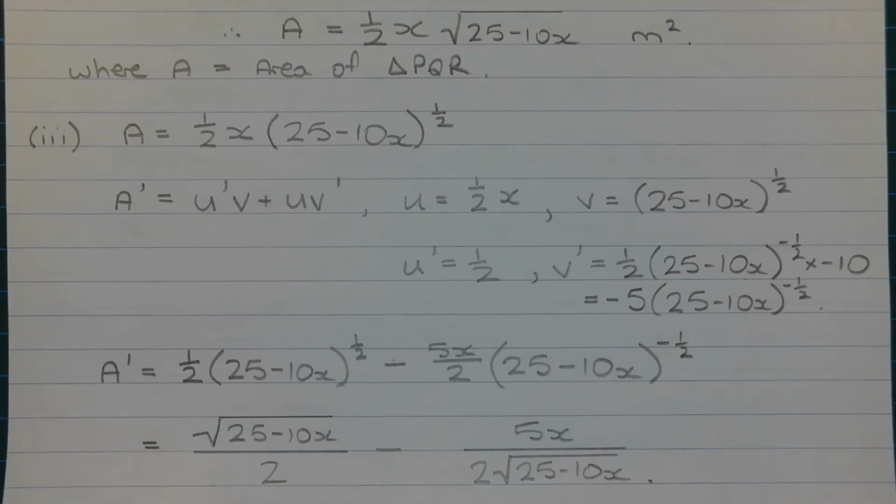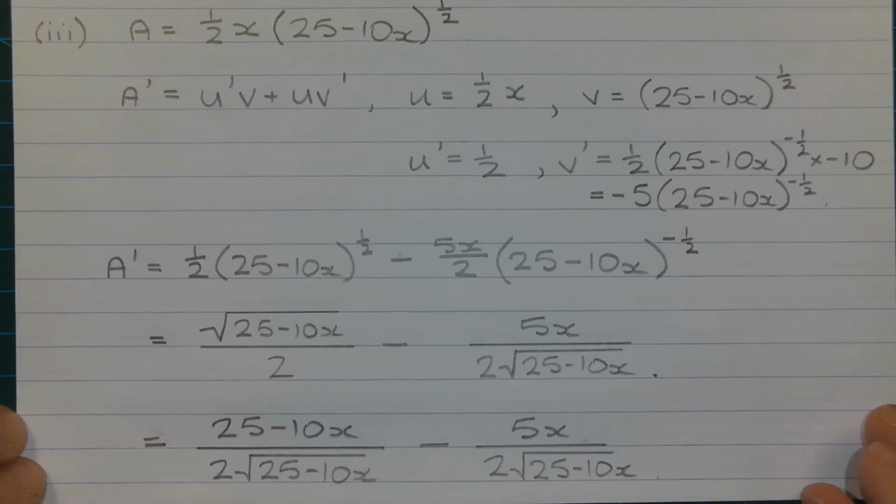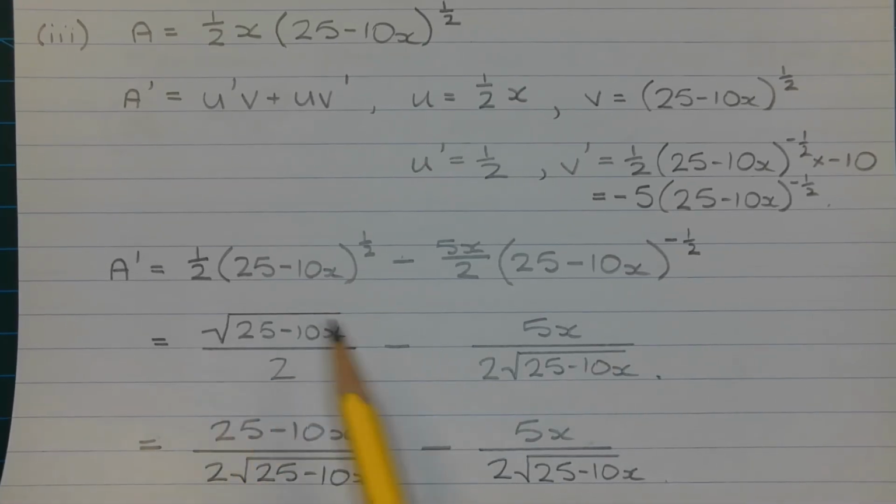So putting that all together, using the product rule, we get A' is equal to 1/2 times (25 minus 10x) to the power of 1/2, minus 5x over 2 times (25 minus 10x) to the power of negative 1/2. So writing A' using surd notation, we get A' is equal to the square root of 25 minus 10x over 2, minus 5x over 2 times the square root of 25 minus 10x.